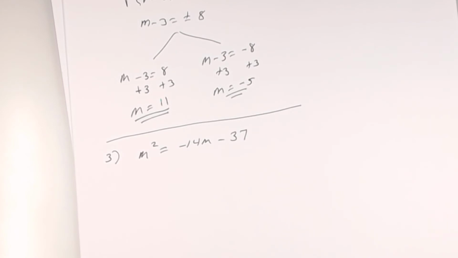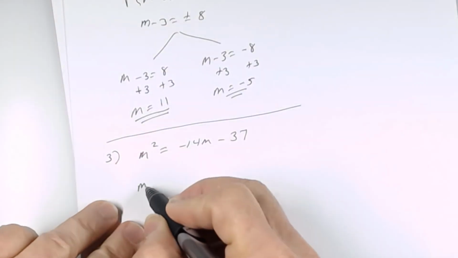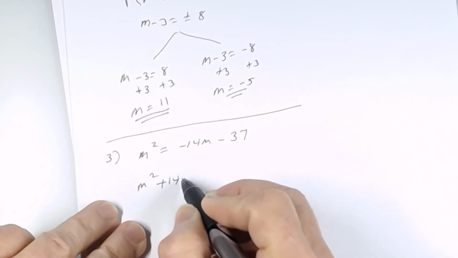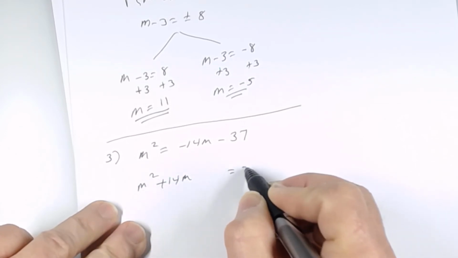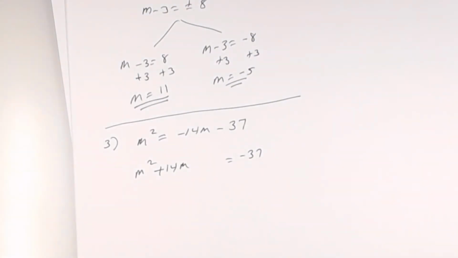So if I'm going to use completing the square, then first of all I got to make sure the coefficient of my leading term is 1, and it is. Secondly, I got to make sure the variable terms are on one side, the constants on the other. Is that the case here? No. So what do I got to do? Move over the 14m. So add 14m to both sides, and then leave some space. All right. So tell me what to write. m squared plus 14m, leave some space, equals negative 37. All right. So that's where we're at.